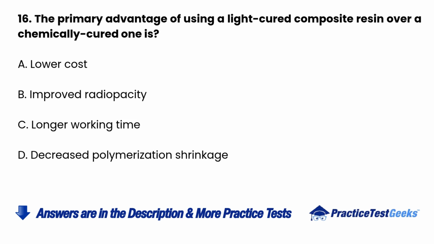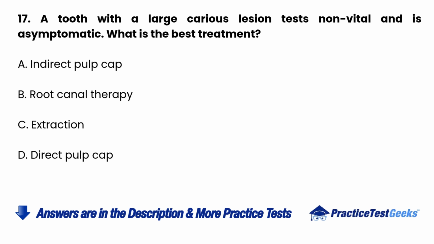Lower cost. B. Improved radiopacity. C. Longer working time. D. Decreased polymerization shrinkage. 17. A tooth with a large carious lesion tests non-vital and is asymptomatic. What is the best treatment?